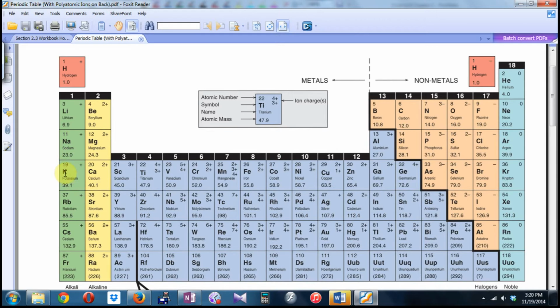How many would you draw in the valence shell? 1. Yeah, 1. Why 1? Look where it is, right? Look up now, watch. If you're drawing it, it has 2 in its innermost shell, then it's got 8 electrons, then it's got 8 more electrons, and in the valence shell, 1 more electron.